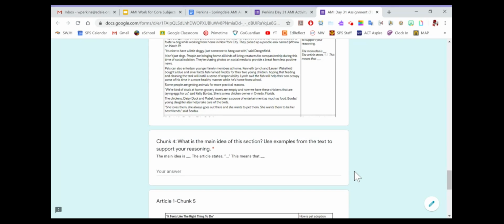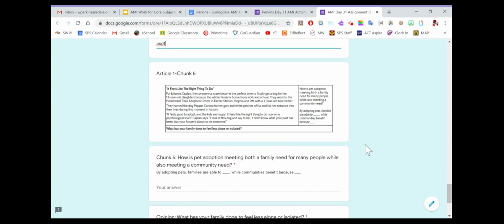Chunk 4. What is the main idea of this section? So we have another main idea question. Use examples from the text to support your reasoning. So follow the same instructions above. The main idea is blank. The article states blank. Find a quote from the article that supports your main idea. This means blank. Shocker. Put ASDF one more time.